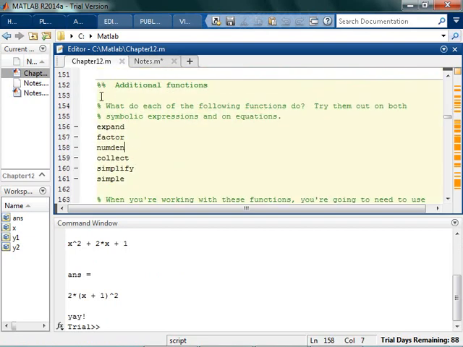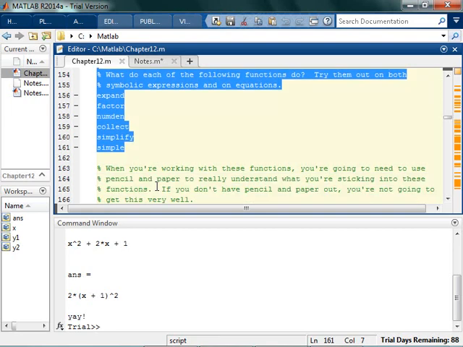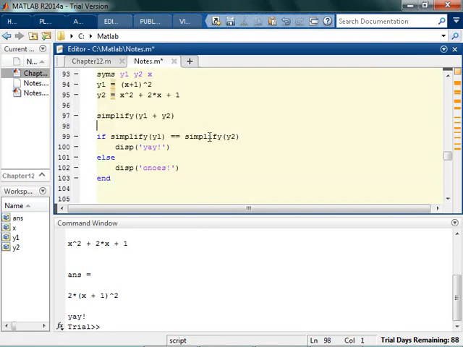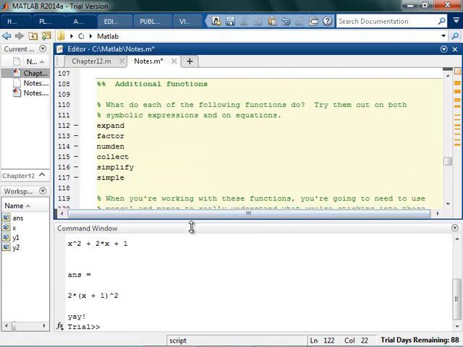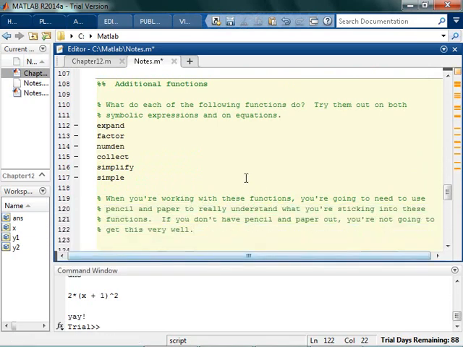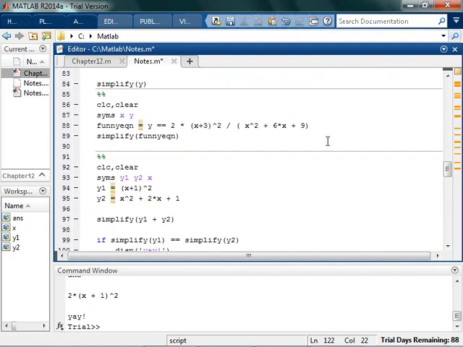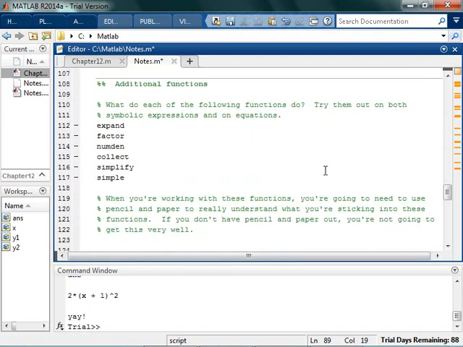Okay, so here's some good things to practice with. I'm just going to copy and paste this because I like it. Here are some additional functions that you want to practice with. Whenever you try them, be sure that you try them on both symbolic expressions and on equations, because you're going to get very different, sometimes kind of different, results. Like this was hardcore, awesome different, right? So you just never know. The best way to do it is just to practice it.